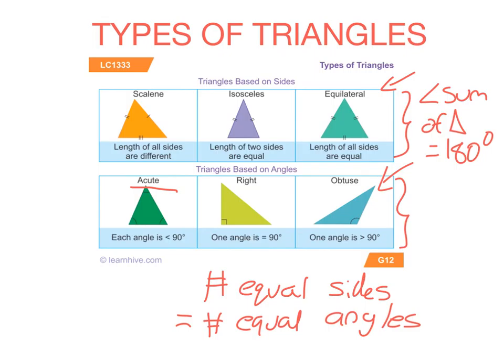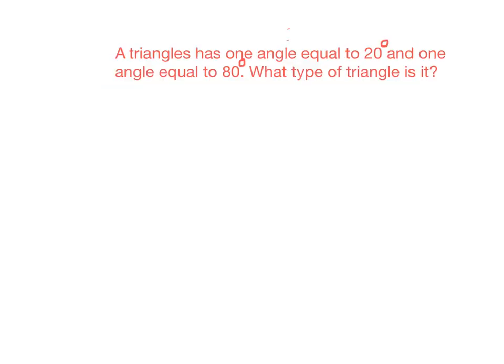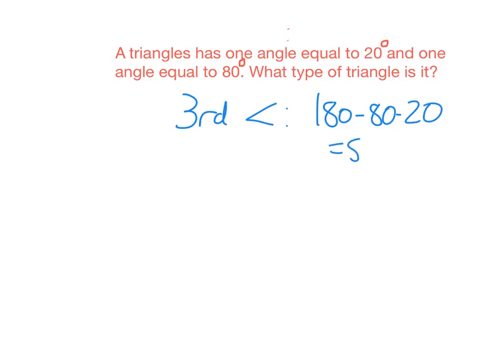Alright, so let's just do one quick problem to see how we're going. So let's have a go at this question. A triangle has one angle equal to 20 degrees and one angle equal to 80 degrees. What type of triangle is it? Now I just told you that the angle sum of a triangle is 180. So that means that the third angle in this triangle will be 180 minus 80 minus 20. So you're figuring out how much more you need to get to 180. So 180 minus 80 is 100, minus 20 is 80 degrees.